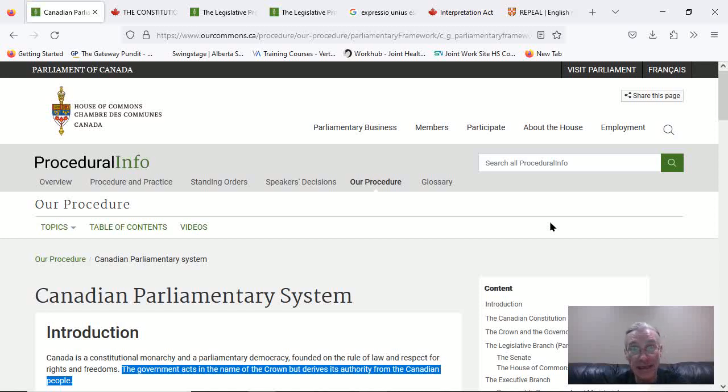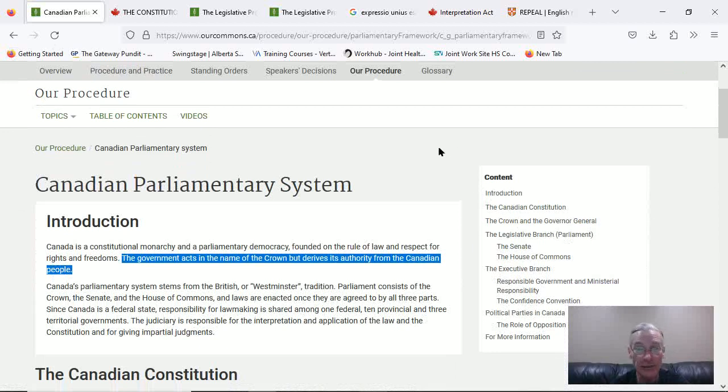Today, once again, we are exposing the greatest fraud in the history of Canada. Let's get started. Here we are on the Parliament of Canada website, and we're going to have a brief overview of the Canadian parliamentary system.